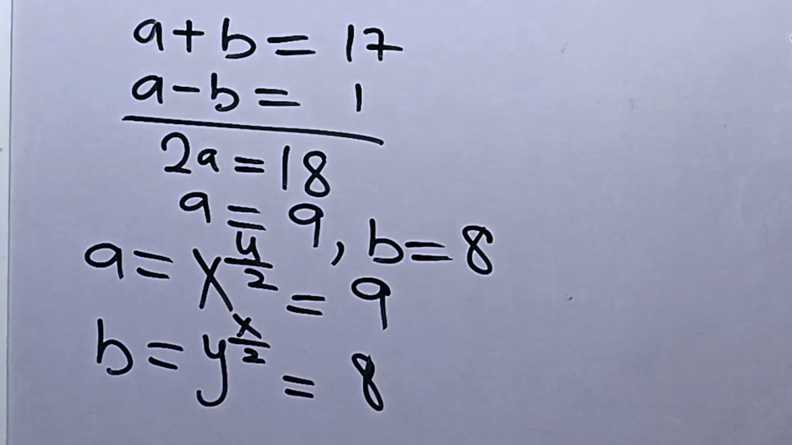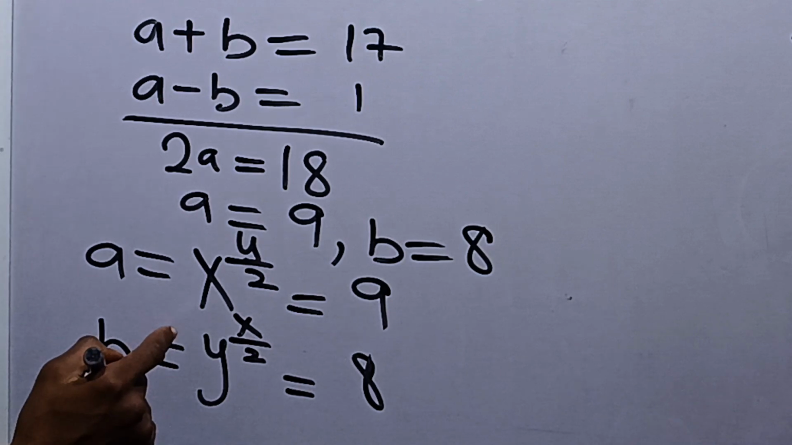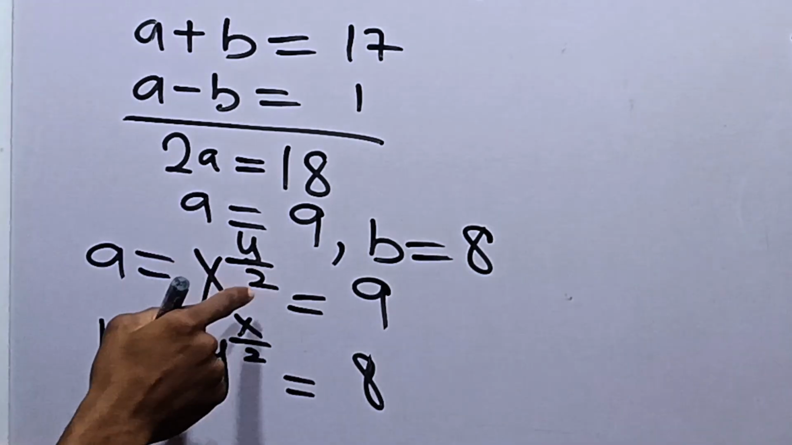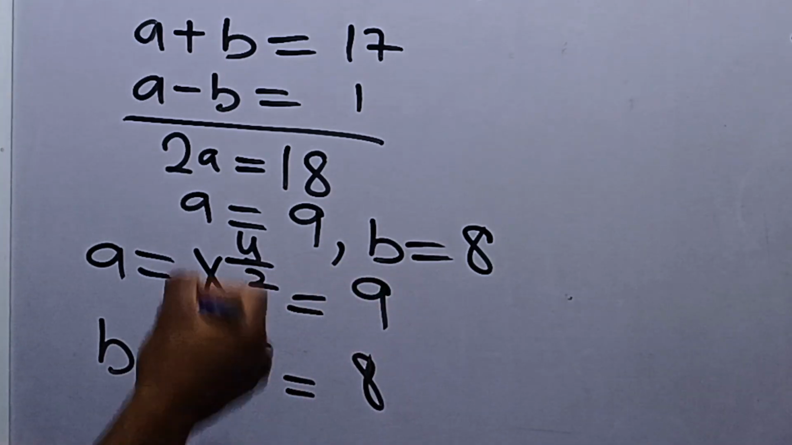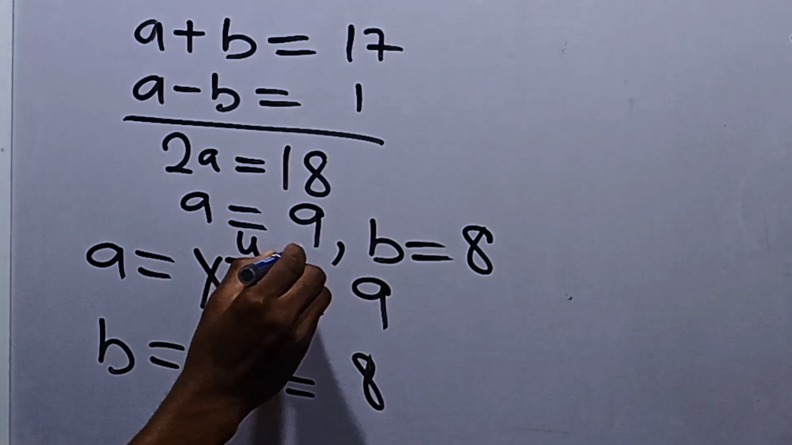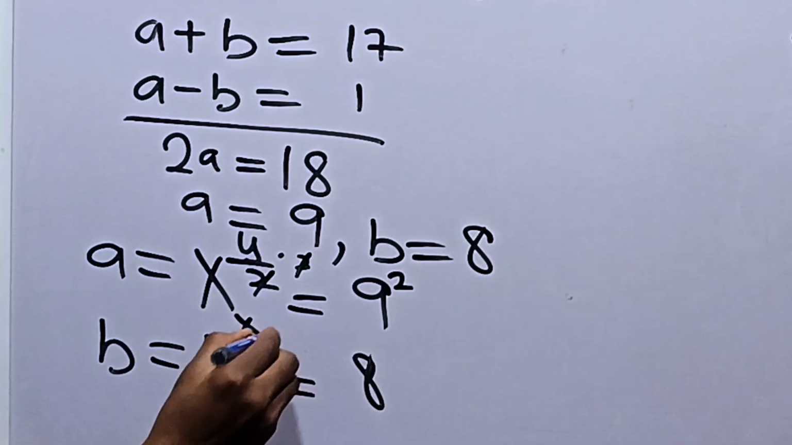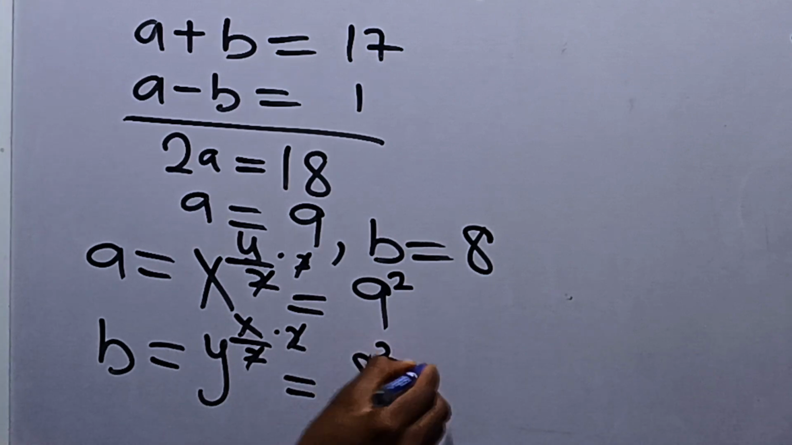Now looking closely here, let's raise both sides to the power of 2. If you raise both sides to the power of 2, you see that the 2 will cancel the 2, and this will become 9 squared. The same thing, if you raise both sides to the power of 2, the same 2 will cancel 2, and this will become 8 squared.